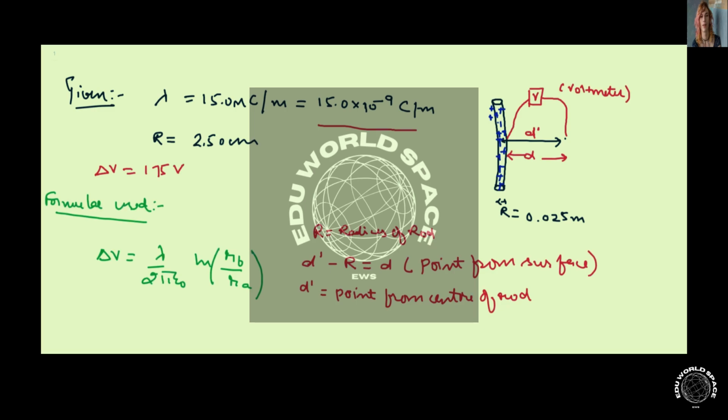We have a formula which we will use to find the distance d. d prime is the distance from the center of the rod, the point where delta V is 175 with respect to the surface point. This is the center of the rod. Therefore d prime minus r equals d, which is what we have to find. d is the distance of the point from the surface.